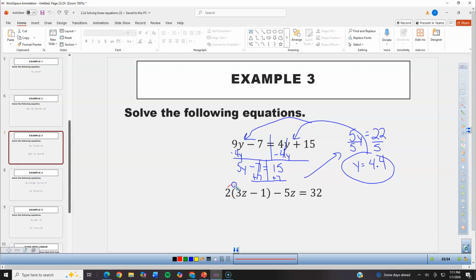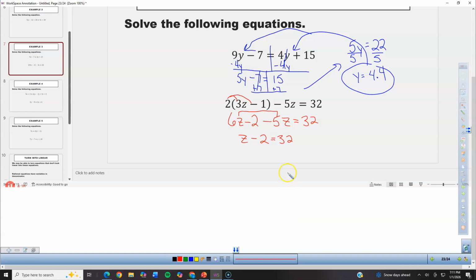Let's do this one. Distribute the 2. 6z minus 2 minus 5z. I always put this little dash there so you know. Equals 32. Combine my like terms. 6z minus 5z is just good old-fashioned 1z. 1z like a baby wears. Ha. I'm sorry. Alright. Now, nothing else to simplify. I'm going to add 2 to both sides. Get z equals 34.